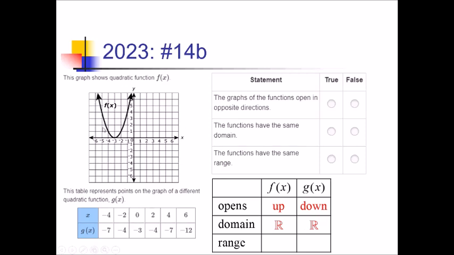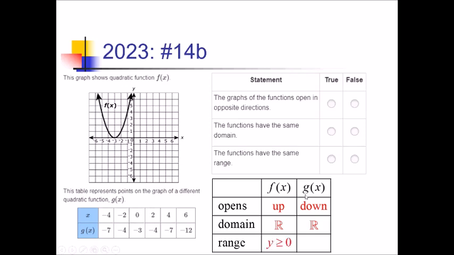Looking at my f graph here, it looks like I can get all the y values up to positive infinity and all the way down to 0. We can't get anything lower than 0. So I'm going to say my range then is going to be y greater than or equal to 0.